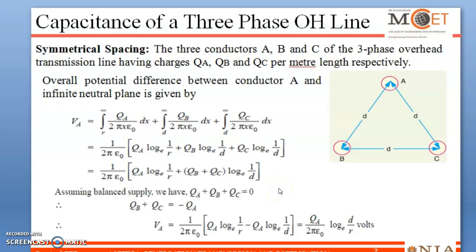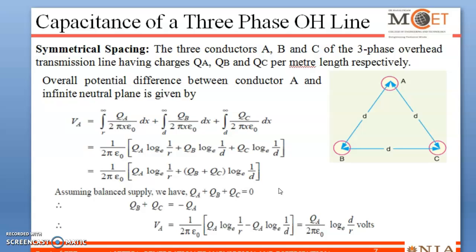Students, today we are going to discuss the capacitance of a three-phase overhead line. In the previous class we discussed the single-phase overhead line. Today the topic is the three-phase overhead line. So we are going to consider three conductors, A, B, C, carrying charges QA, QB and QC.